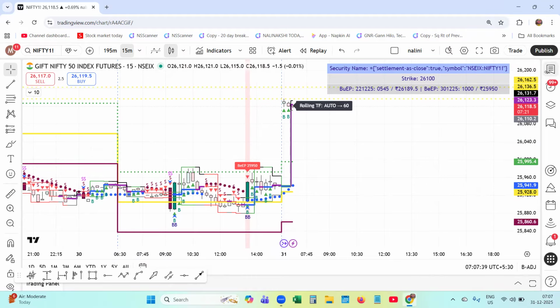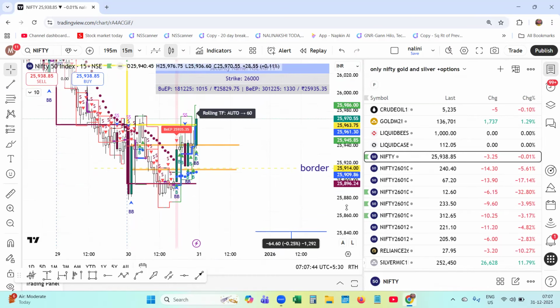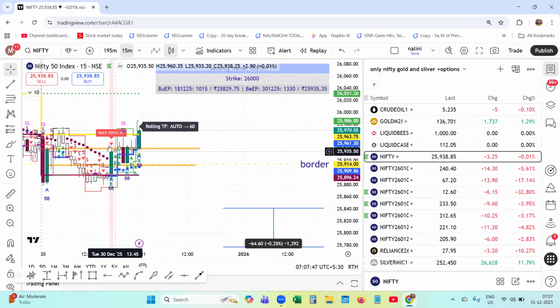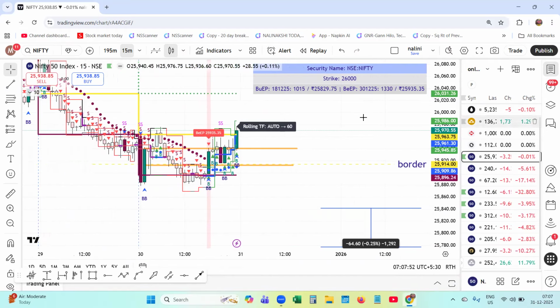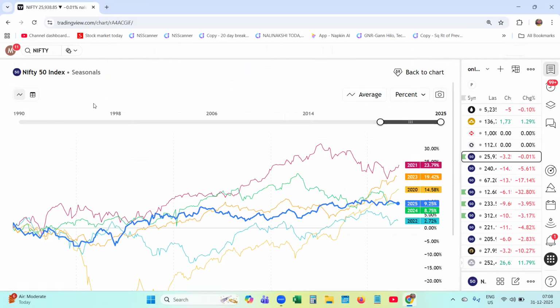Suppose if I go to the Nifty chart, you can see yesterday itself I changed. If you click on this, this is the new feature. It is very convenient. You can use it. If you click on this, you get options, even technicals. What is seasonals? I have not checked. Seasonals, what is this? Average percentage it is giving. Seasonals means yearly, how it has moved, it is giving. You can get so many things and news.